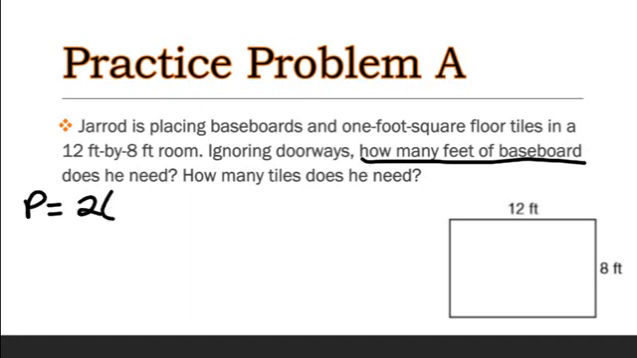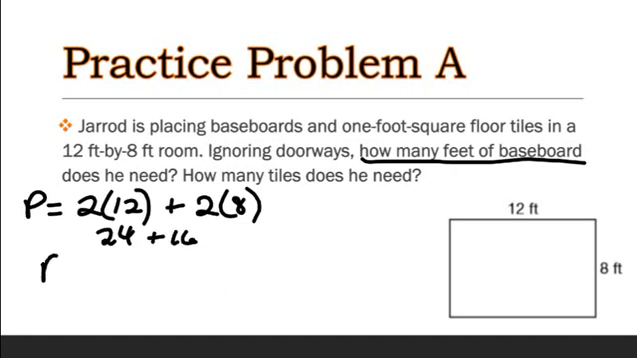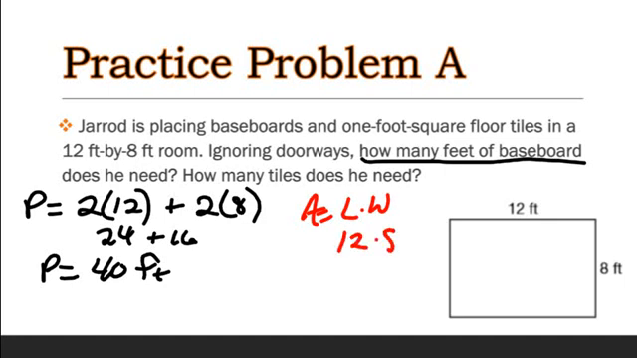And perimeter is 2 times the length, so 2 times 12, plus 2 times the width, which is 8. So now I have 24 plus 16. Perimeter will equal 40. This would be 40 feet. And then the area, how many tiles? So area equals length times width. So I have 12 times 8. That gives me an answer of 96 square feet of tile.